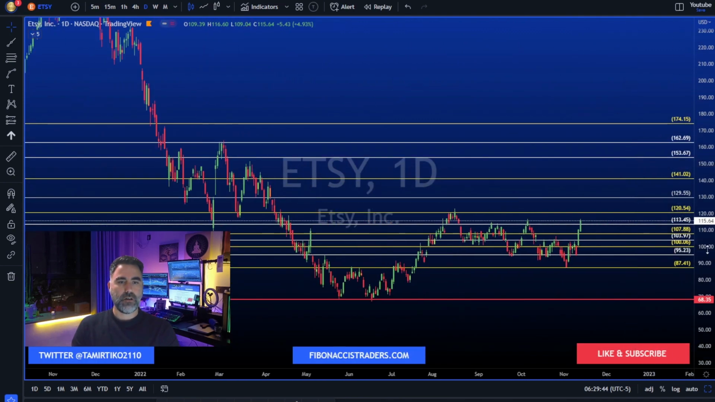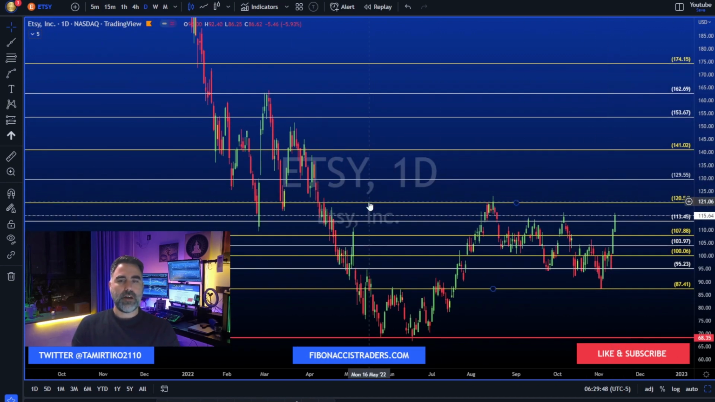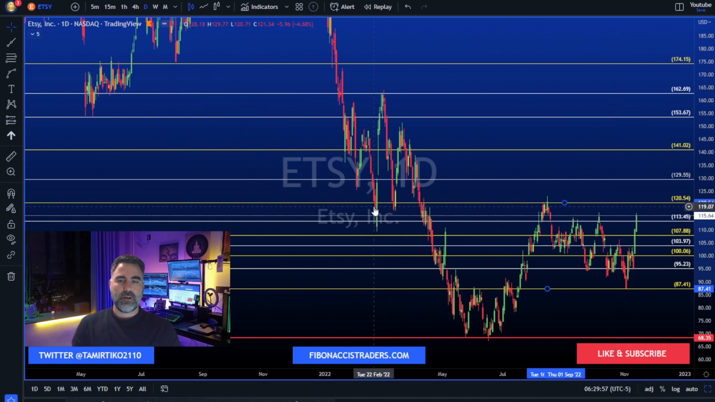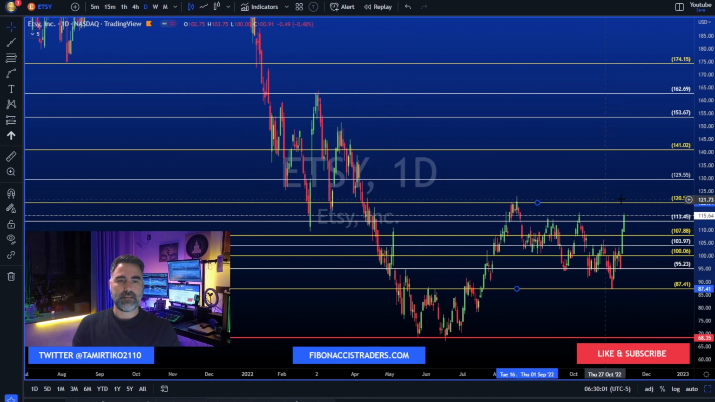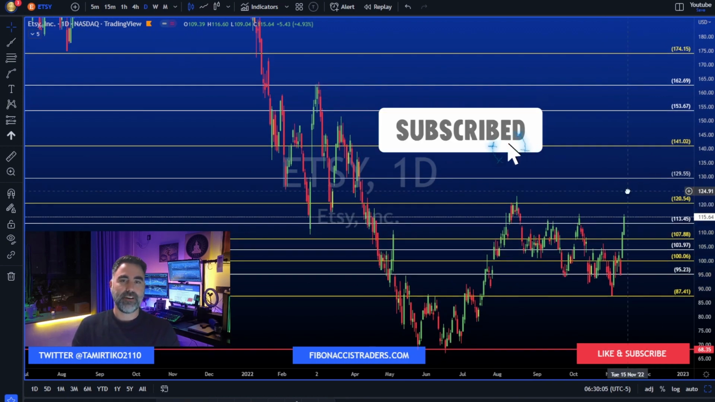Etsy, also another name, is a very hot name. Let's see if Etsy can break above the 120. 120 is a major support and resistance for Etsy. So let's see if Etsy can break up and above.